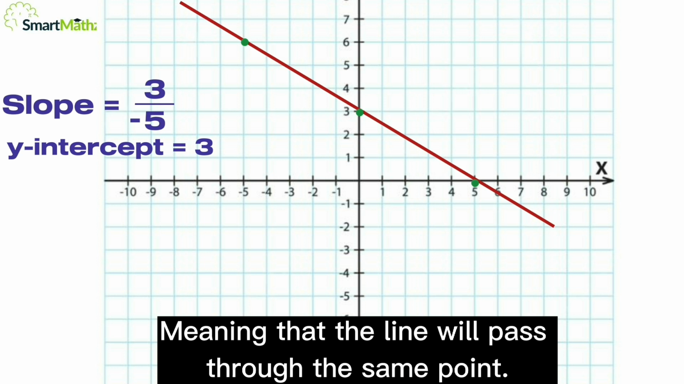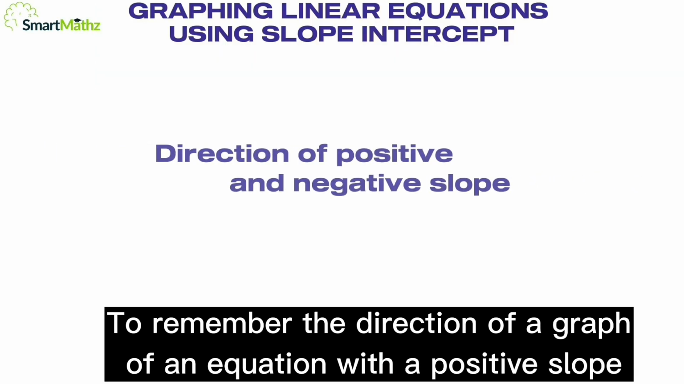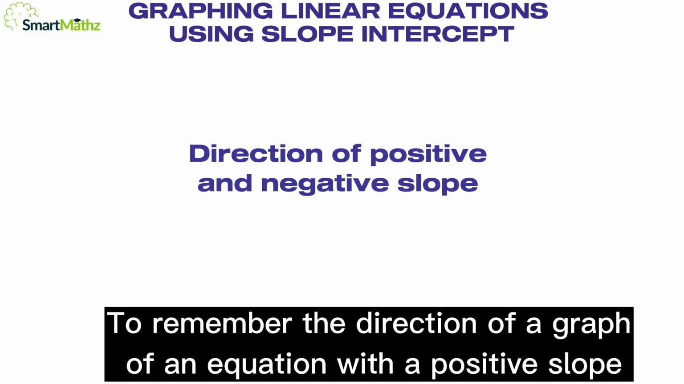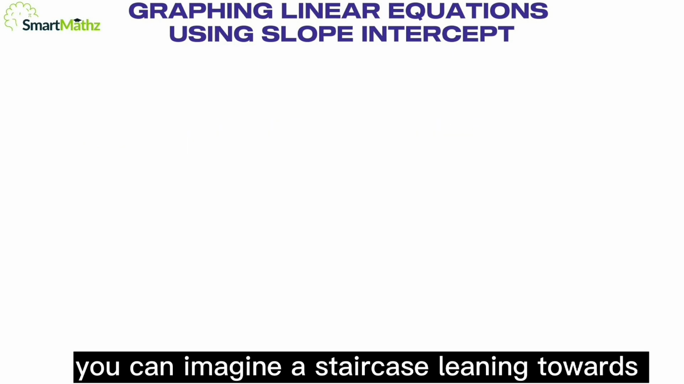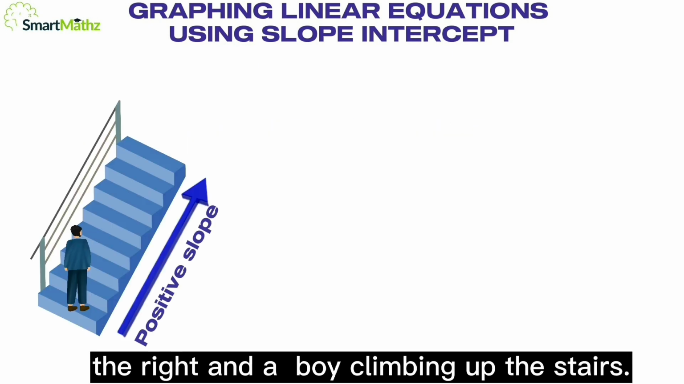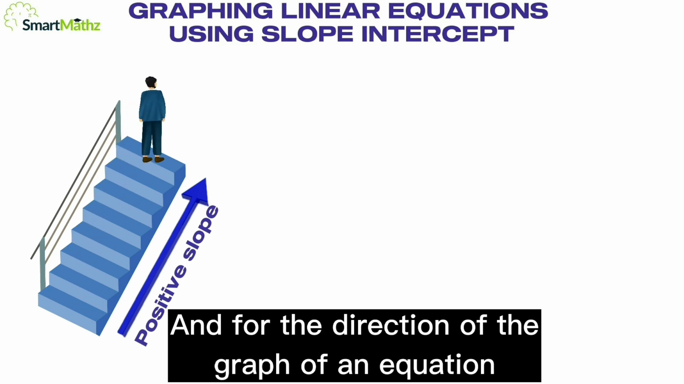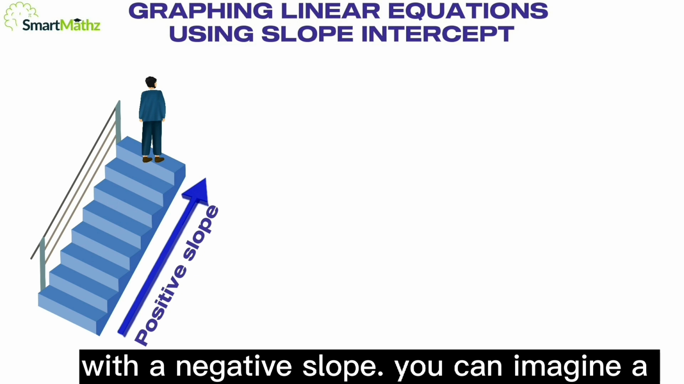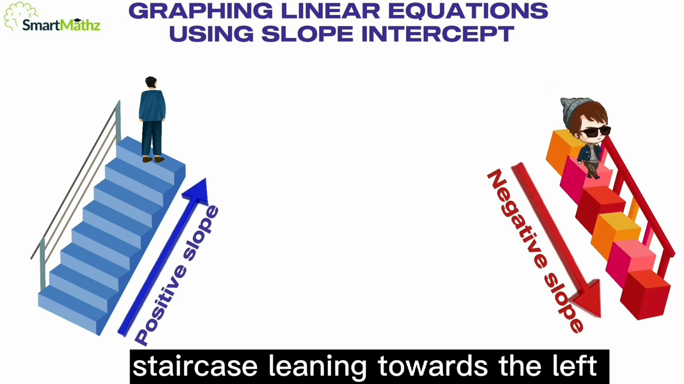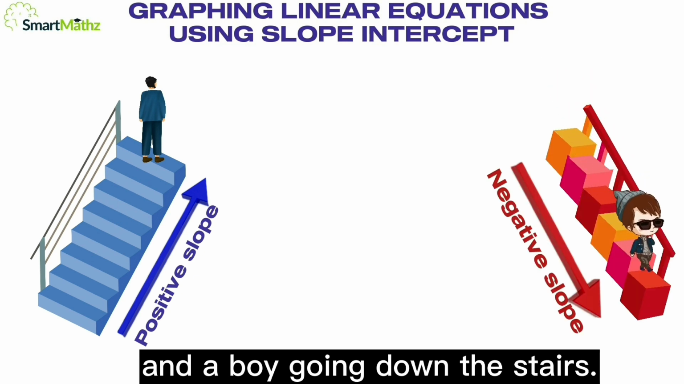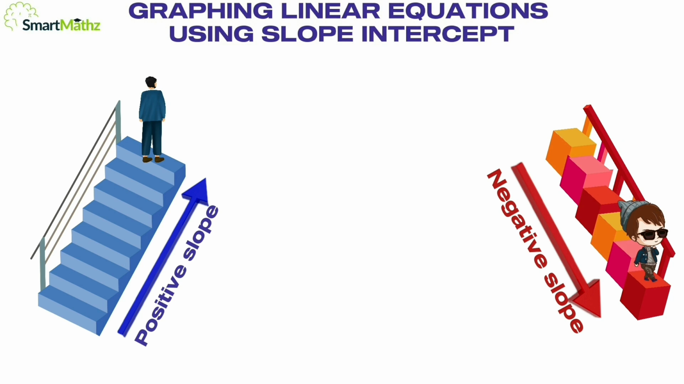To remember the direction of a graph of an equation with a positive slope, you can imagine a staircase leaning towards the right and a boy climbing up the stairs. And for the direction of the graph of an equation with a negative slope, you can imagine a staircase leaning towards the left and a boy going down the stairs.